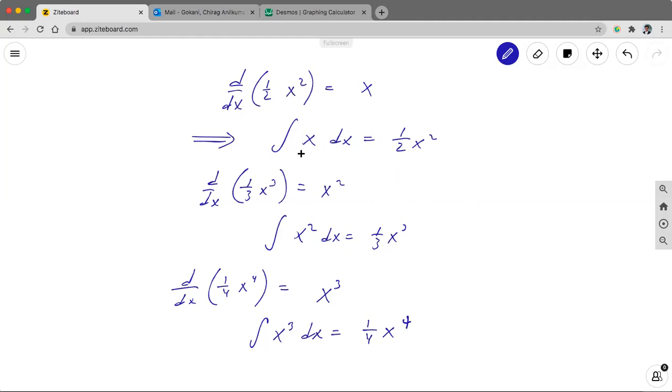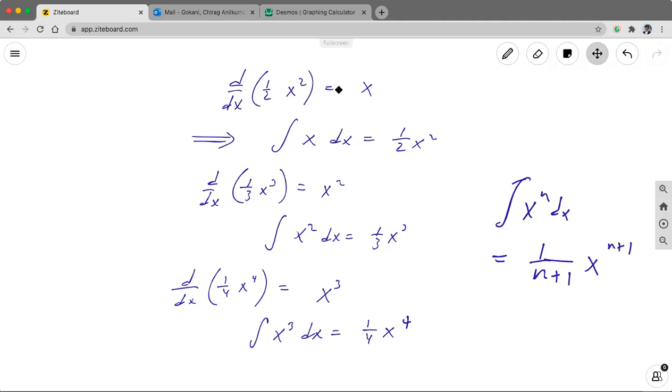But generally, you could write that the integral of x to the n, right, is, can someone tell me this? Yeah, you're right. You see the pattern, but I want a formal relationship. So go ahead. Is it 1/n+1? Yes, what you said is correct. 1/n+1 times x to the n+1. Very good.